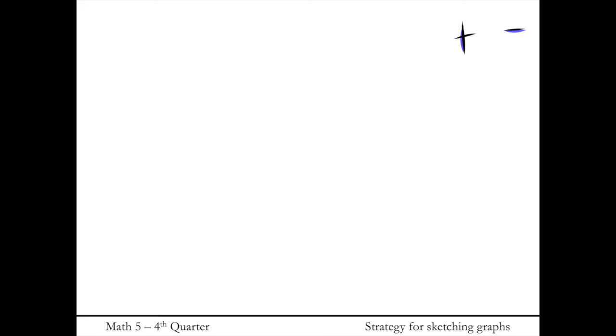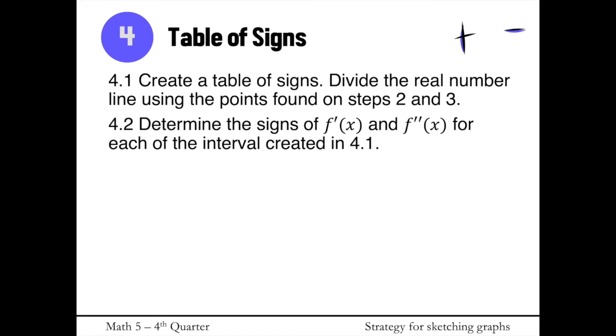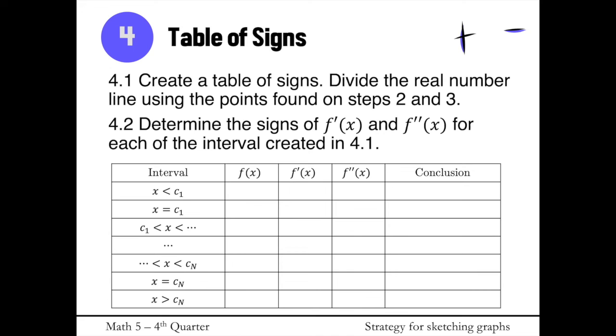For the fourth step, table of signs. Step number 4 involves two sub-steps. First, create a table of signs. Divide the real number line using the points found in steps number 2 and 3. Note that these are the critical numbers and PPOIs. Sub-step number 2: determine the signs of the first and the second derivative for each of the intervals created in the previous sub-step. Here's an example of the table of signs.